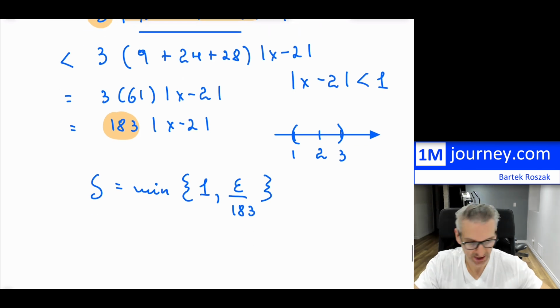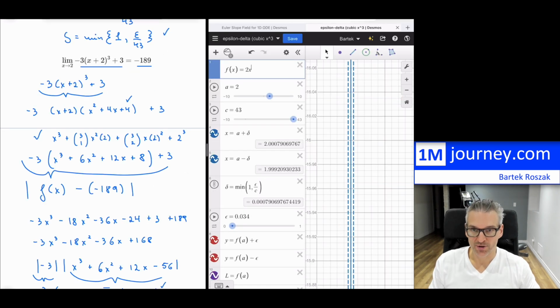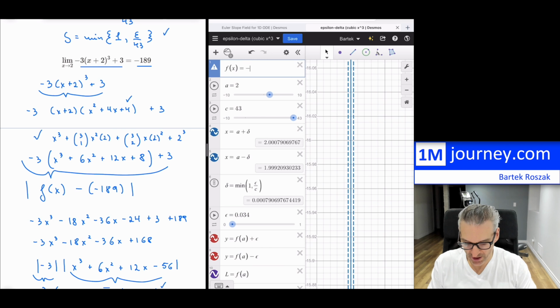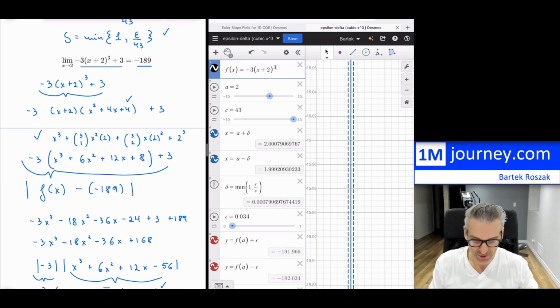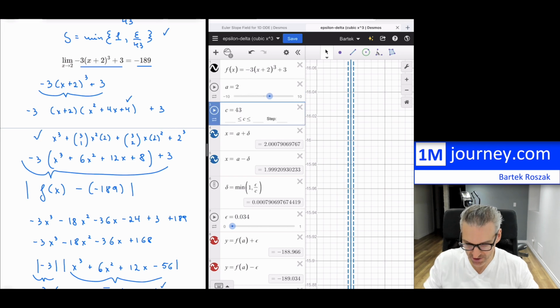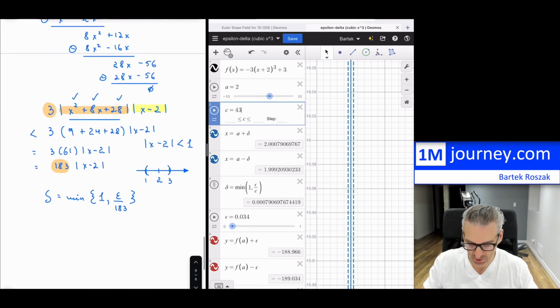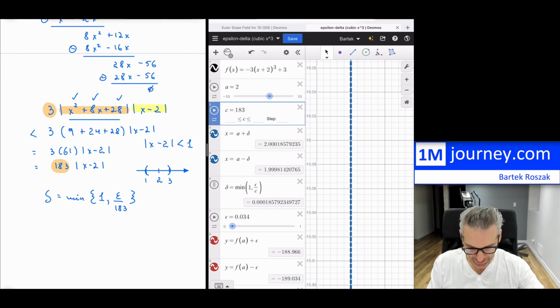And let's take a look. Let's pop up decimals and see how this one looks. All right, so let's change this up. This was -3, x plus 2, cubed, plus 3, and we're approaching 2 as well. Our C, we found to be 183. So we had 183. And there you have it.